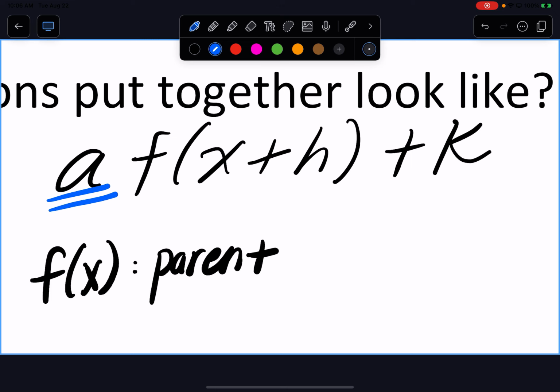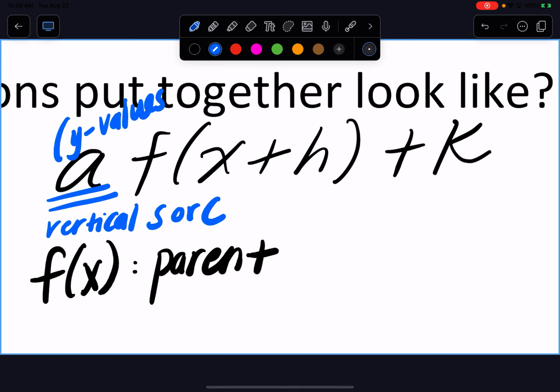What does a multiplied in front do? It's a vertical stretch or compression, right? Can I say vertical S or C without anyone being mad? It's a vertical stretch or compression. Does that affect our x values or y values? Our y values. We times our y values by a. Yes? Isn't that what we just did 10 million times?